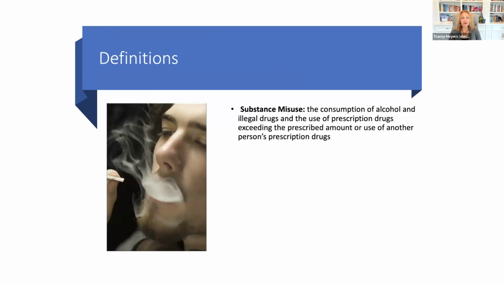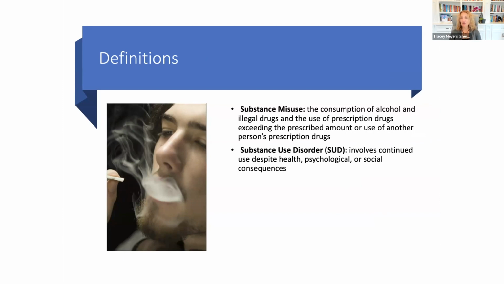Now we're going to talk about substance use definitions. First, we'll start with substance misuse, which is the consumption of alcohol and illegal drugs, and the use of prescription drugs exceeding the prescribed amount or use of another person's prescription drugs. So misusing substances that weren't prescribed in the way they were intended.